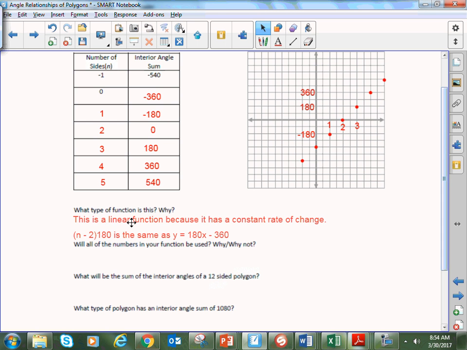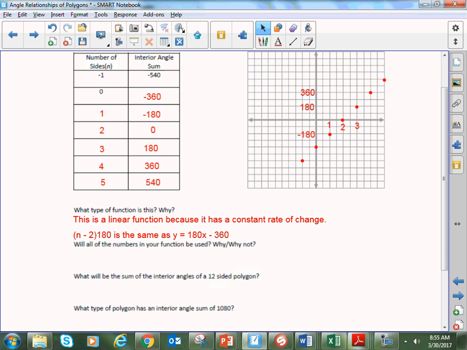So what type of function is this? Well, the particular function that we're seeing here is a linear function because it has a constant rate of change. The n minus 2 times 180 has a single variable, a single letter that's to the first power. So that is a good indication that it's going to have a constant rate of change, or a linear function. And you can just as easily count your rise and your run from point to point, and you see it's the same all the time. So it is a linear function.